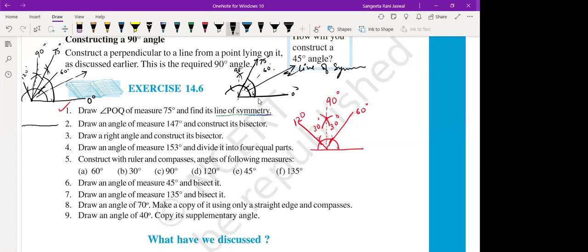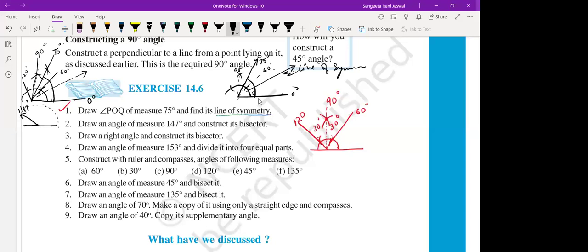Just make a line here, take a base point here. Align your protractor center point with this point and the baseline with this. And then on the protractor measure 147. 147 is an obtuse angle. So if you're measuring from the right hand side, just measure it wherever you get 147, somewhere here. Okay, this will be your 147 degrees. Are you understanding?